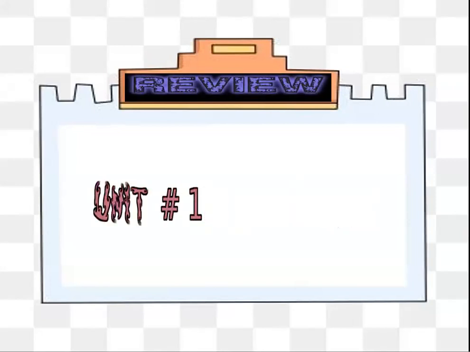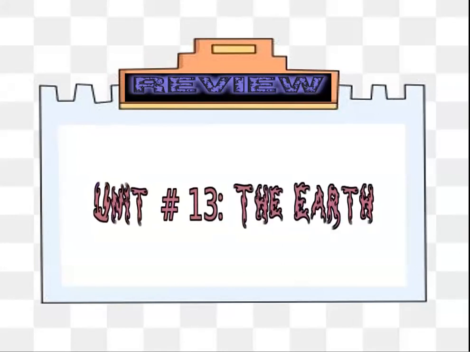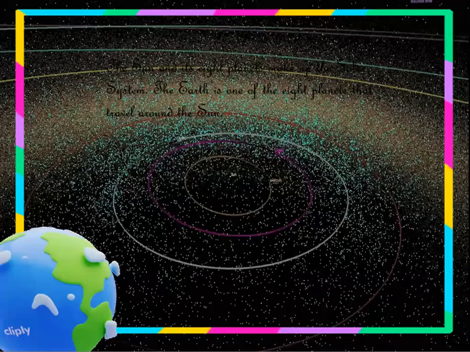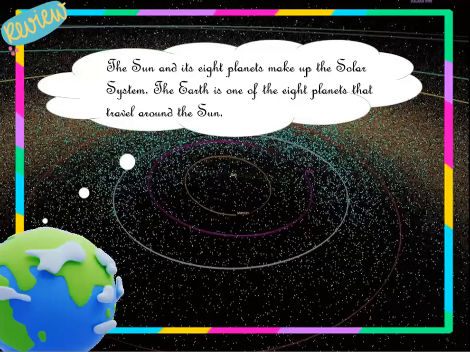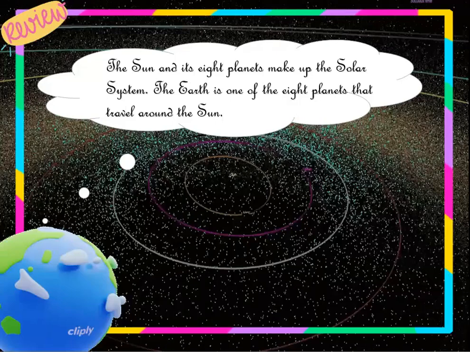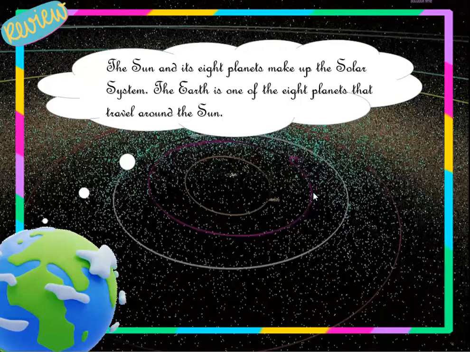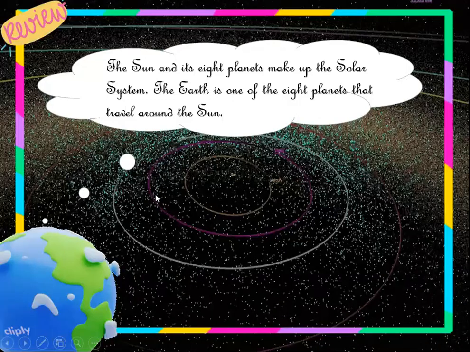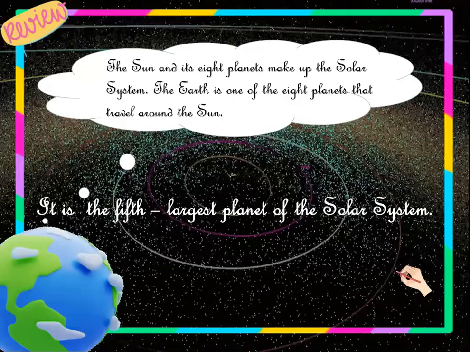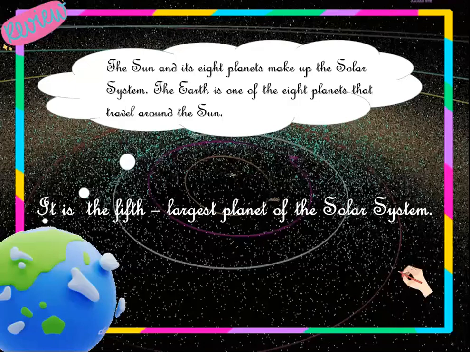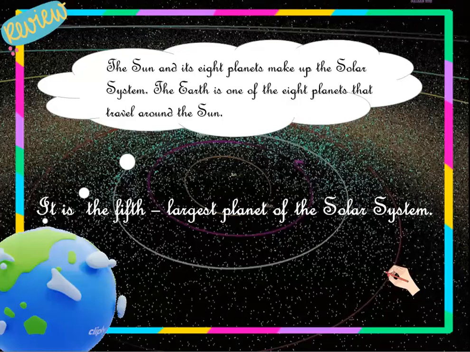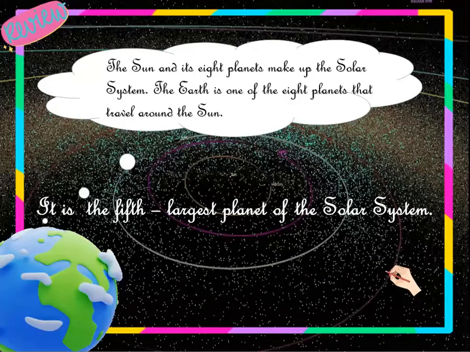In the chapter, firstly, we learned about our solar system. Students, the sun and its 8 planets make up the solar system. The earth is one of the 8 planets that travel around the sun. It is the 5th largest planet of the solar system. The planets follow oval paths or orbits, so their distance from the sun is always changing.